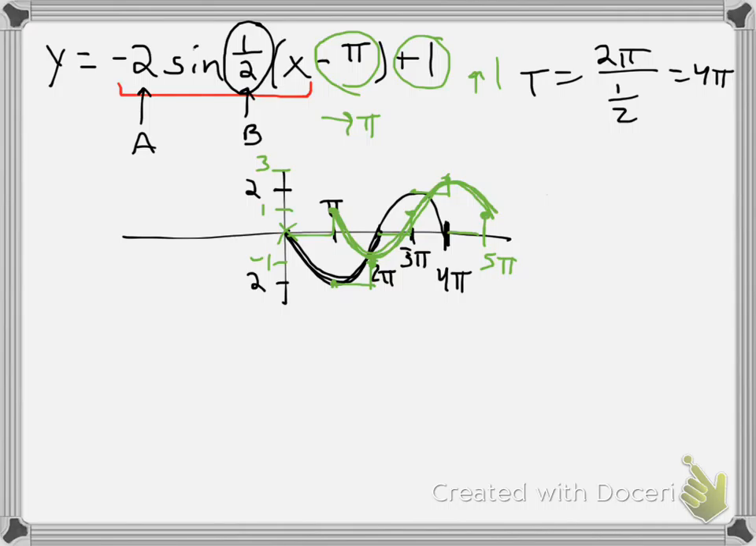That green curve there is the function y equals -2 sine of 1/2 x minus pi plus 1. It's just my sine function flipped with an amplitude of 2, with a frequency of 1/2, moved to the right pi, and shifted up 1. Pretty crazy. Let's do another example.